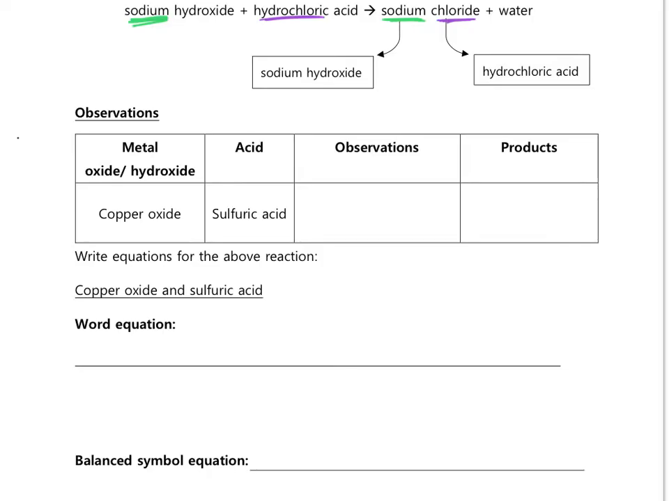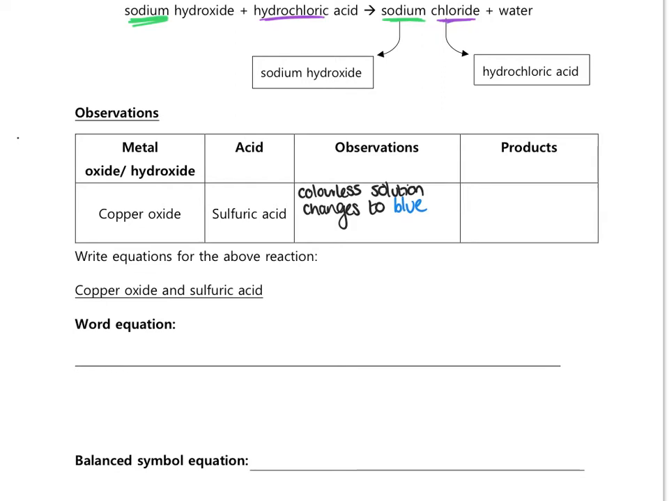So let's fill in those observations on page 17. You can see the box is smaller, and that's because we don't have as many observations here. So the main observation is that the colourless solution of your acid changes to blue.